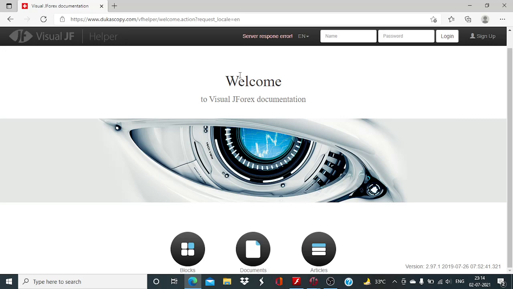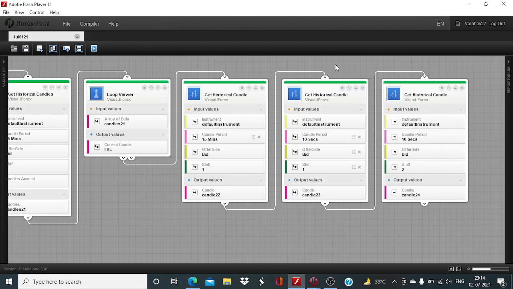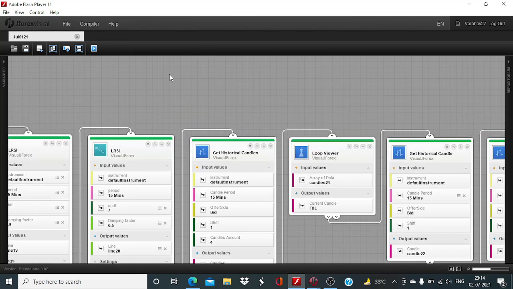We will see how we can go about placing the order for the buy trade when we feel that as per the LRSI, the conditions are favorable enough and the probability is high enough to place the order. So I will take you to the Visual JForex board, which has been developed by the Dukascopy Bank SA.